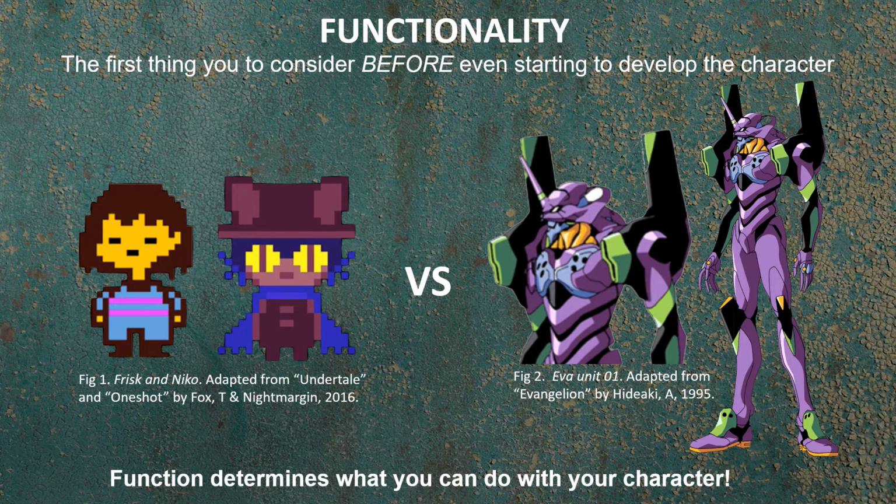The first is functionality. Before you begin developing your character, you need to know what media they're going to be in, if any at all. A simple pixel game can't hold as much detail as an animated show, for example. Function determines what you can do with your character.